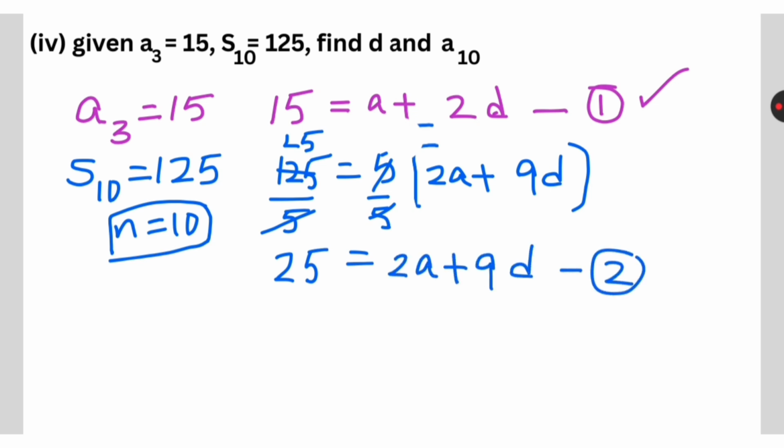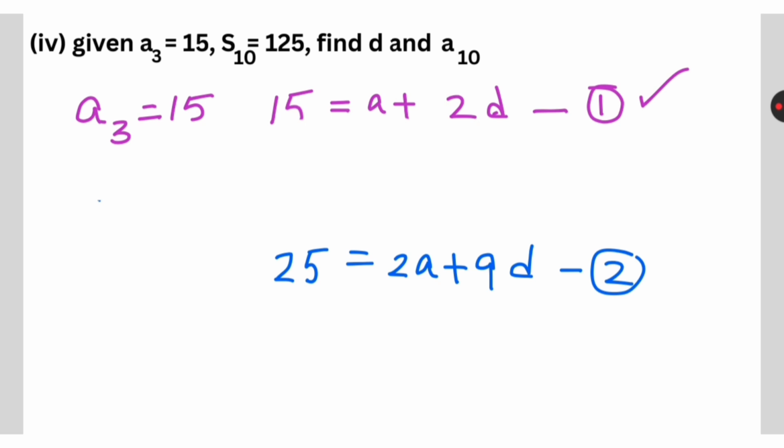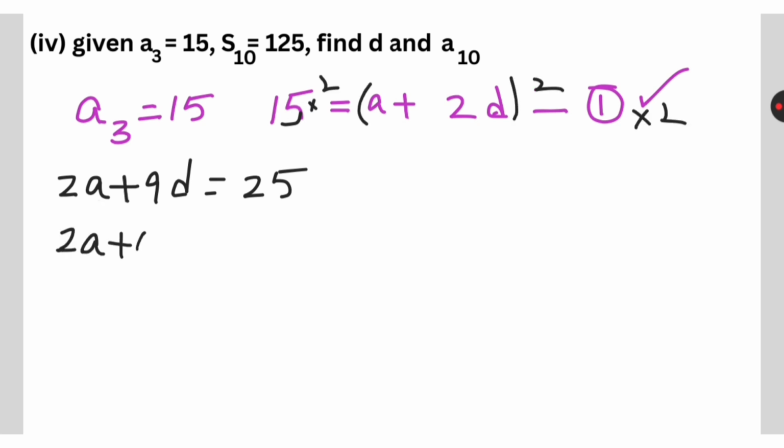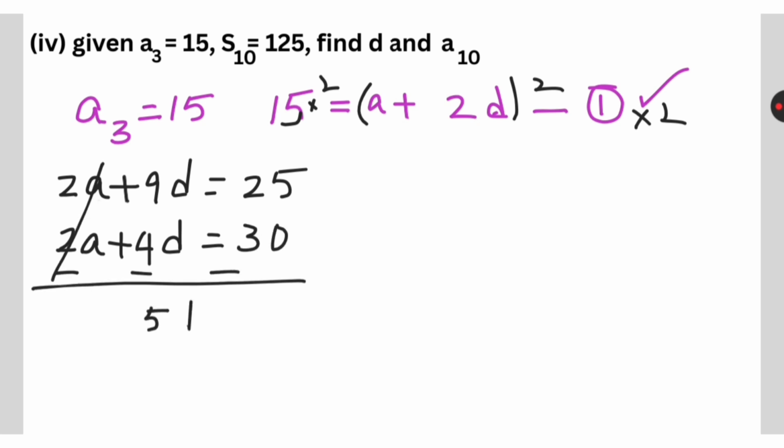So using equations 1 and 2 we can find a, the first term, and the common difference d. So let's find out. What is the second equation? 2a plus 9d is equal to 25. This is the second equation. And the first equation we have a plus 2d, but here we have 2a. So that's why in the first equation both sides multiply by 2. 2a plus 4d is equal to 30. So if you subtract on both sides, then we are going to get 5d equal to minus 5. So the d value is minus 1.